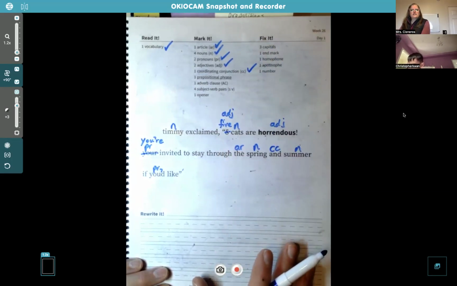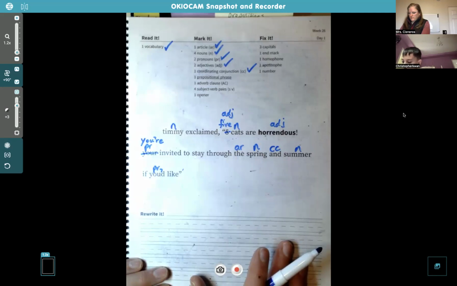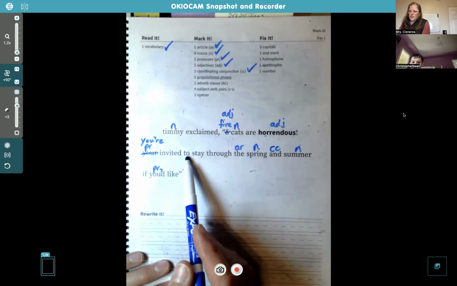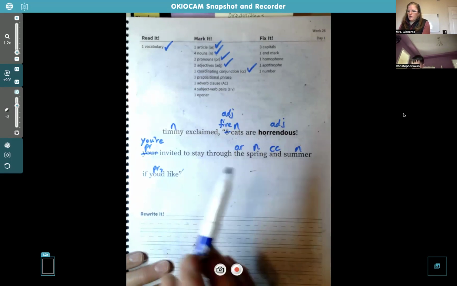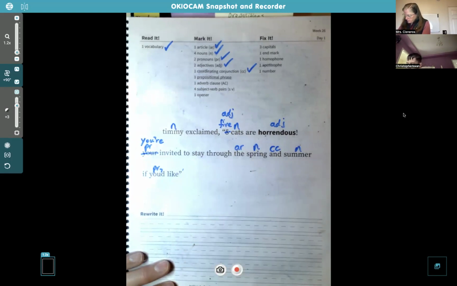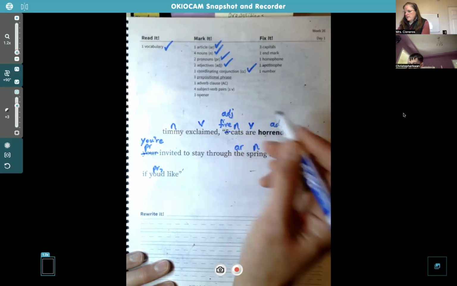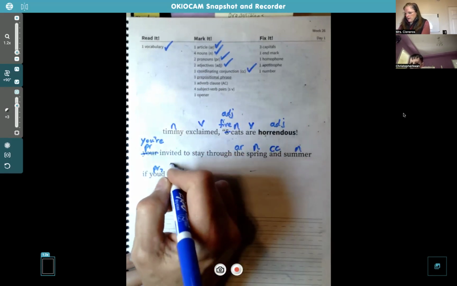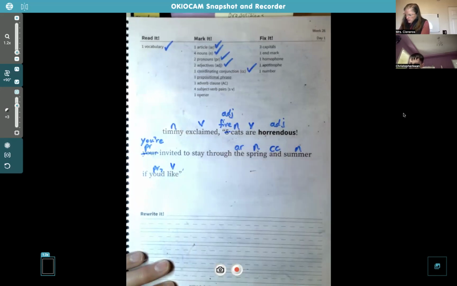Do you want to do prepositional phrase next, or you want to come back to that one? Come back to that one. Okay. So let's skip down to the subject verb pairs. And by the way, I see that word stay here, but I see to next to it. So this is not going to be counted as a verb because it's to stay. That's an infinitive. It functions different than a verb. So what are the verbs that you see here? Exclaimed, good. Are, good. Like, yep. Invited, good.